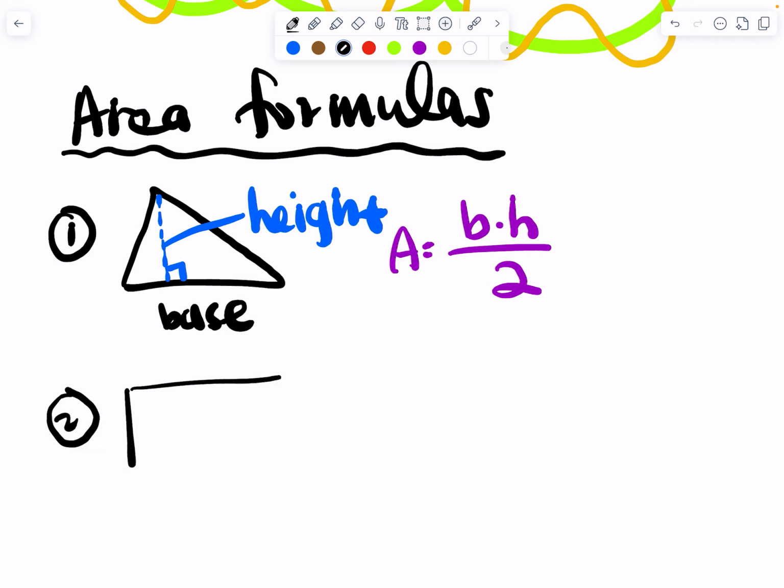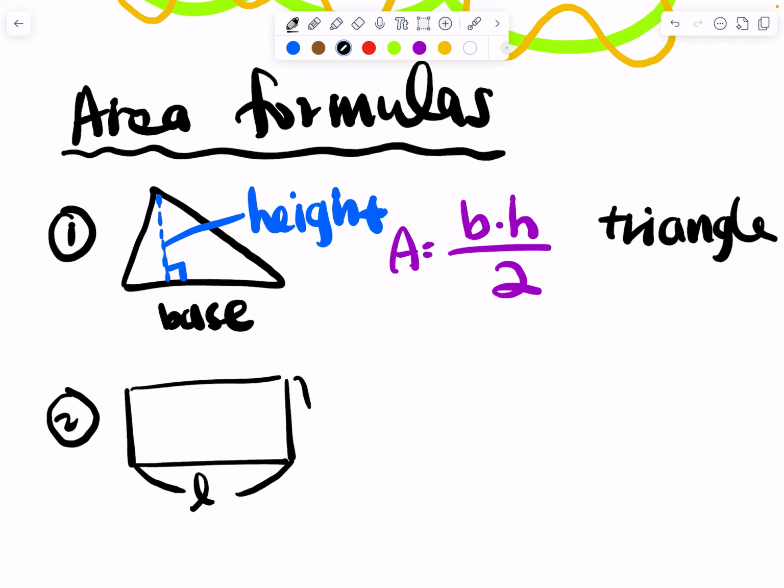Number 2. This is something you guys are all familiar with already. It's a rectangle, right? So this is triangle. Rectangle, which is length times width. Okay? So area of a rectangle is L times W. This is rectangle.